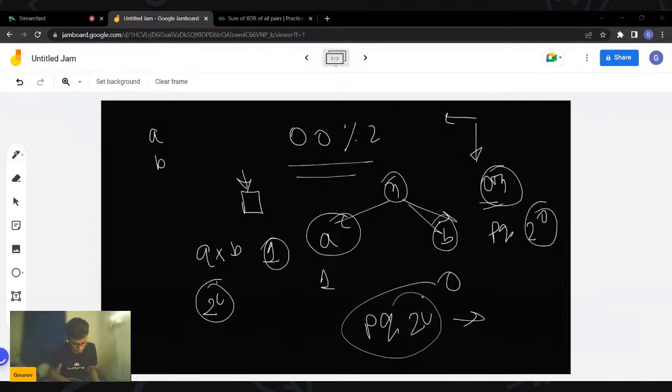So as I just described, what I have to do basically is iterate through all the 32 bits and all the n numbers, try to find the count of the set bits and the unset bits, and then multiply both the counts and also multiply it with 2 to the power i, because the contribution would be 2 to the power i in that case. Okay.